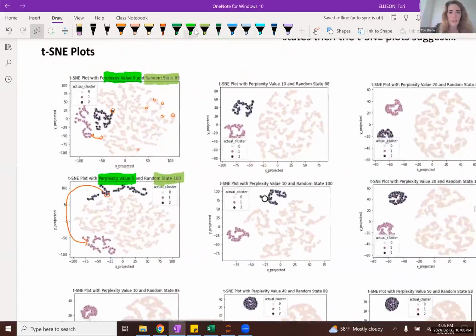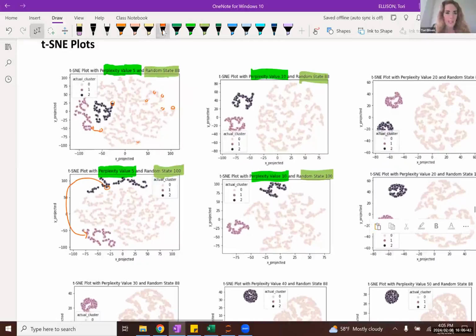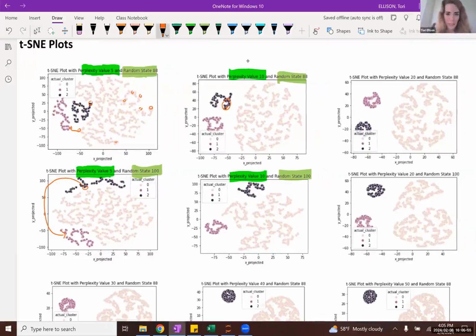So now we're going to try out a higher perplexity value of 10, and we're going to try it out with also 2 different random states. Okay, and so now what we can see is that we're forcing the 10 nearest neighbors of a given observation to be close to that point in the existing TSNE projection. So we're forcing this observation's 10 nearest neighbors to be close to it, and we're forcing this observation's 10 nearest neighbors to be close to it.